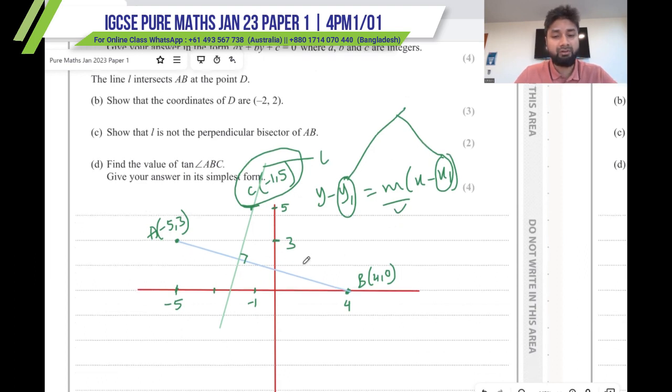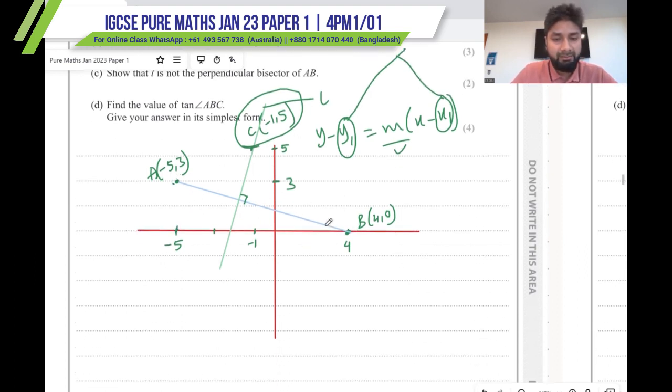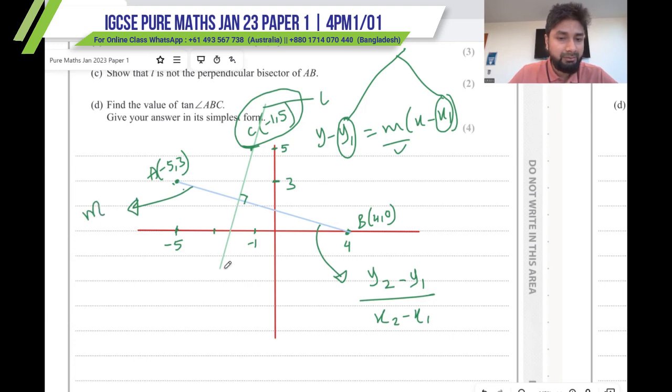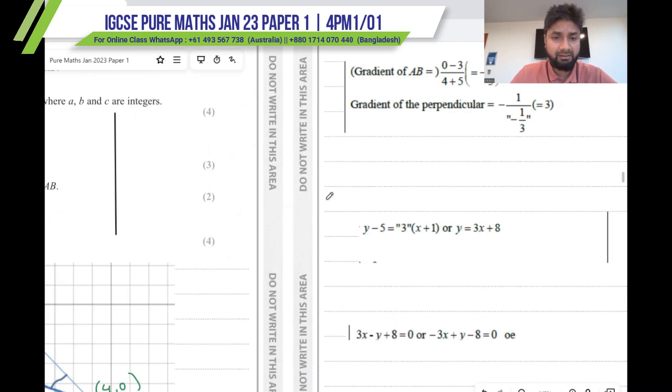How can we find the gradient over here? We have A and B. So if we can find the gradient of AB using the formula y2 minus y1 divided by x2 minus x1, we can easily find the gradient for the perpendicular line as well. Because if the gradient of a particular line is m, then the gradient of the perpendicular line will be -1 over m. Now let's start solving the math.